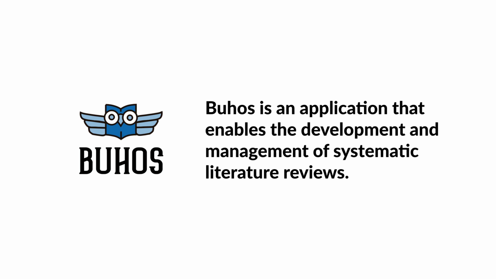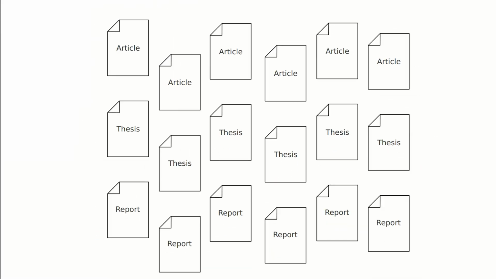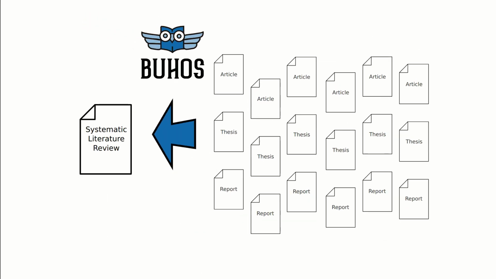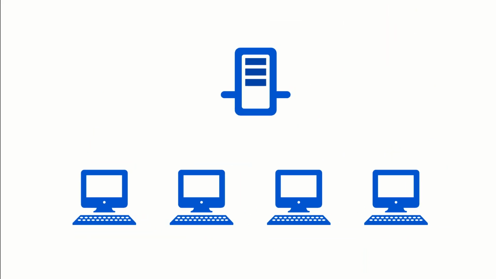An application that enables the development and management of systematic literature reviews. A systematic literature review tries to summarize multiple sources of information about a specific topic, to describe its main themes, integrate them, or make an informed criticism of the subject. It may be used individually, on the researcher's computer, or online for developing collaborative reviews.